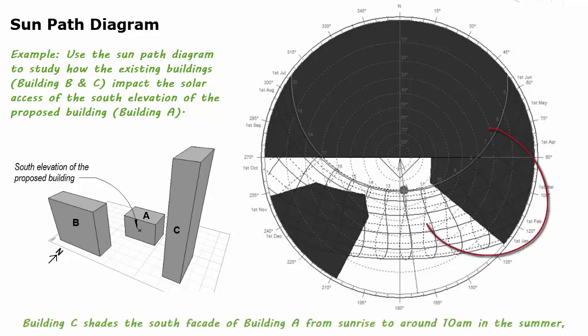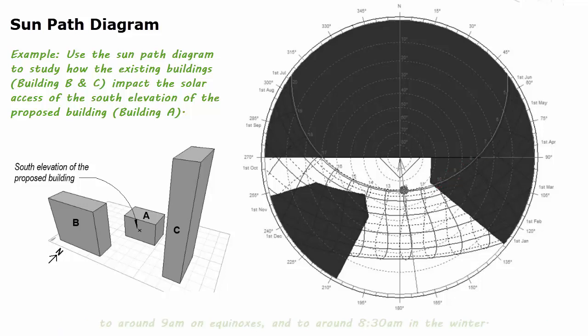Building C shades the south facade of building A from sunrise to around 10 a.m. in the summer, to around 9 a.m. on equinoxes, and to around 8:30 a.m. in the winter.